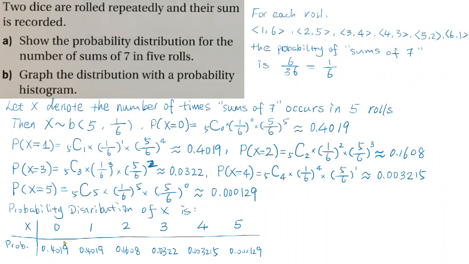And it's better for you to validate that the sum of all the probabilities in the second row should be equal to 1, right? If it doesn't, that means probably the calculation is incorrect. Okay. B, graph the distribution with a probability histogram. That means you could use a bar chart to illustrate this probability distribution. Okay, suppose we have a bar chart here. That's our random variable. And here is our probability distribution, probability, right?